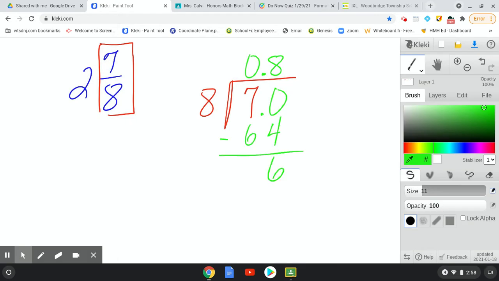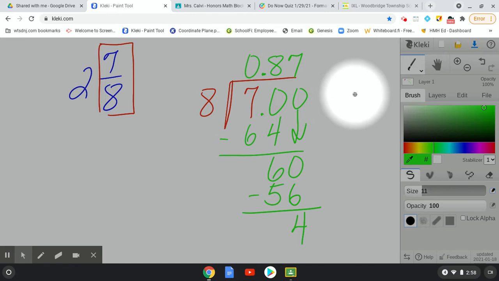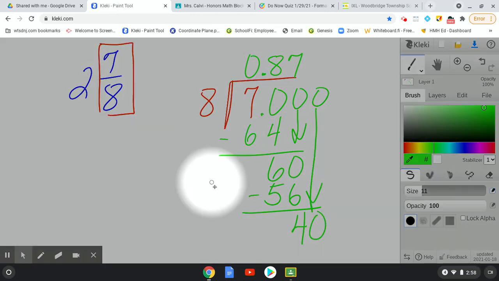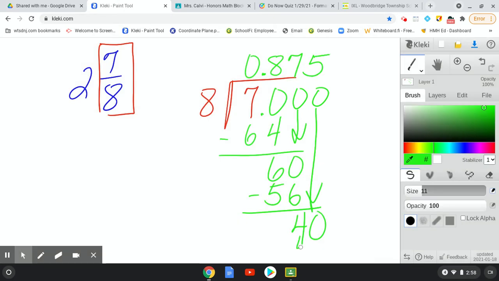I'm left with 6. I'm going to keep on going by adding another 0, bringing it down. 8 goes into 60 7 times. 7 times 8 is 56. I'm left with 4. Now I know if I add another 0 here and bring it down, 8 will go into 40 evenly. So I'm going to add that extra 0. 8 goes into 40 exactly 5 times. 5 times 8 is 40, and I come down to 0.